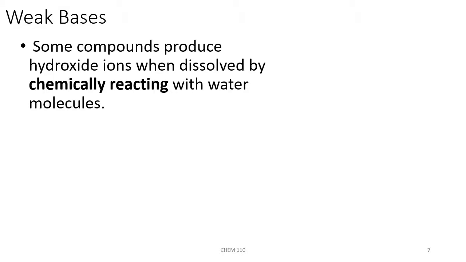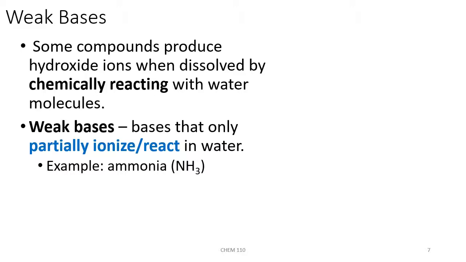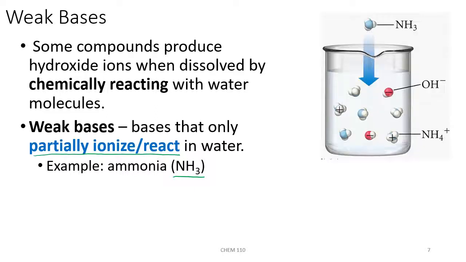With weak bases, the hydroxide ion is not always easily seen in the chemical formula. Some substances will actually produce hydroxide ions because they chemically react with water, which changes them and gives us our hydroxide ions in solution. An example of this is something like ammonia, which is often in Windex. It will actually react with water, partially, not 100%, and it'll give us hydroxide ions in solution. So when we dissolve NH3 in water, we end up producing OH- and NH4+, which is the ammonium ion.